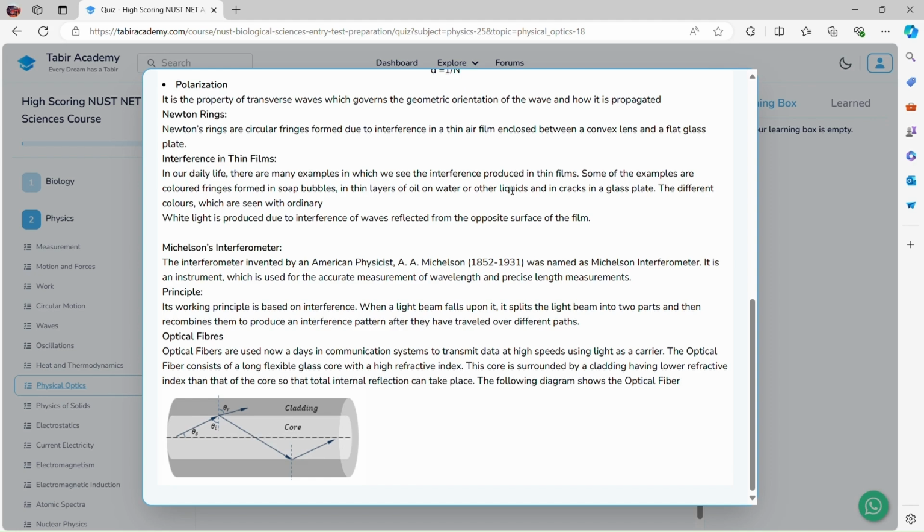Optical fibers. They're used nowadays in communication systems to transmit data at high speeds using light as a carrier. The optical fiber consists of a long, flexible glass core with a high refractive index. This core is surrounded by a cladding having a lower refractive index than that of the core, so that total internal reflection can take place. The following diagram shows the optical fiber. Here's the cladding, the core, the normal, and θi, θr, and θs.